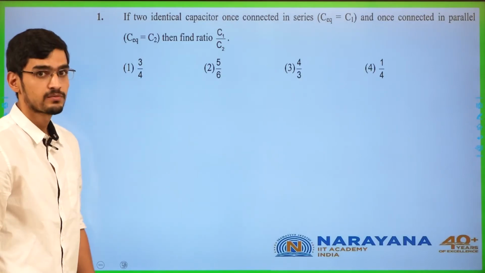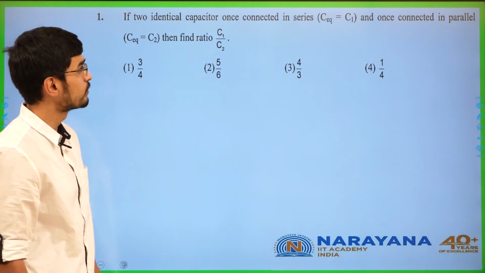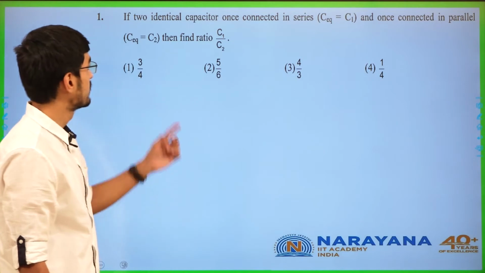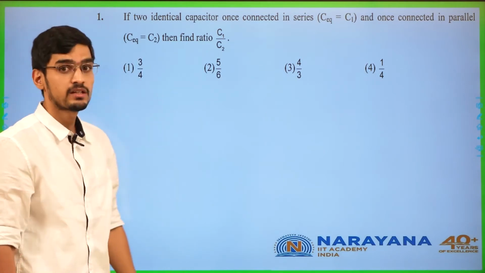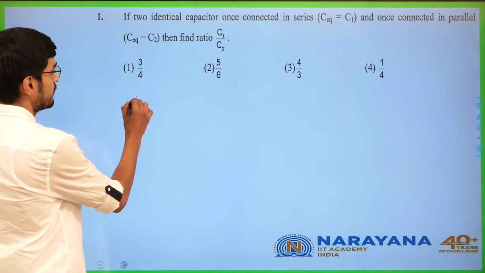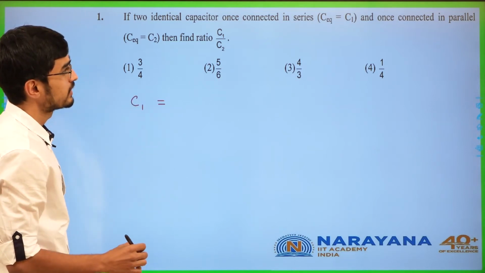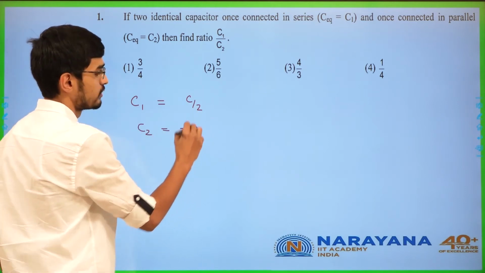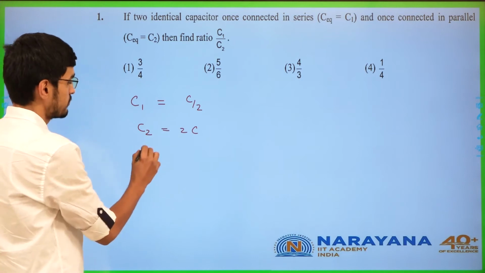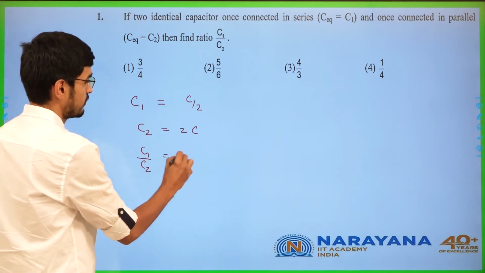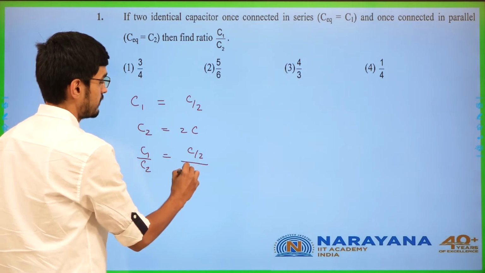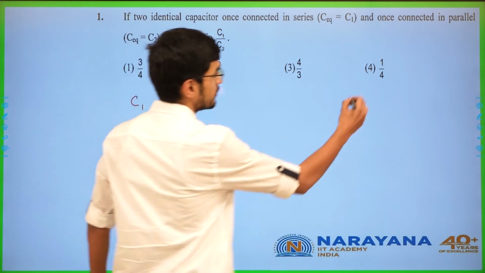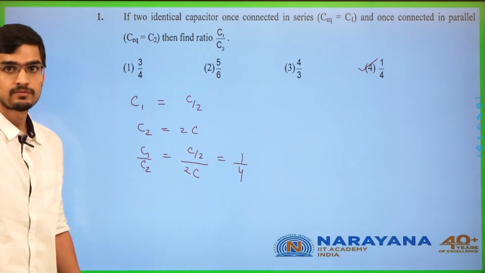So the first question is, if two identical capacitors are connected in series, the equivalent capacitance is C1, and when connected in parallel, the equivalent capacitance is C2, then we have to find the ratio of C1 and C2. As we know, if we connect two equal capacitors in series, the equivalent will be C by 2. If we connect them in parallel, it becomes 2C. So the ratio asked, C1 upon C2, will be C by 2 divided by 2C, which is 1 by 4. And therefore, the fourth option will be correct in this.